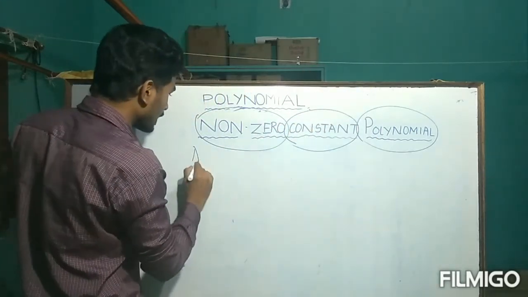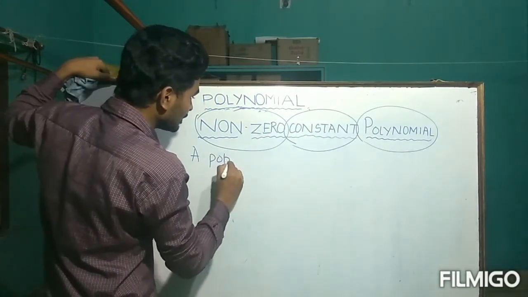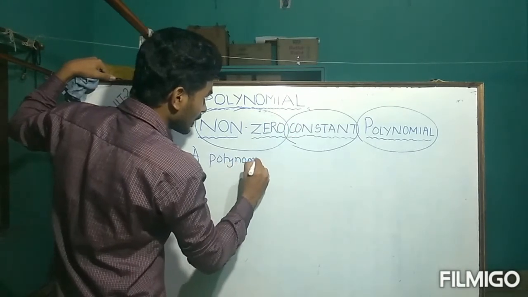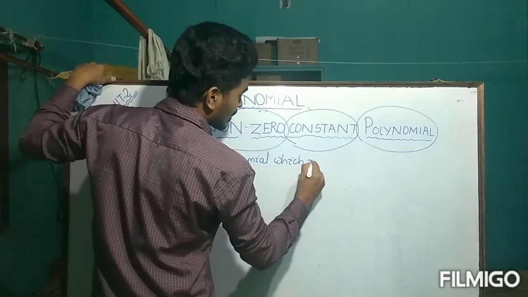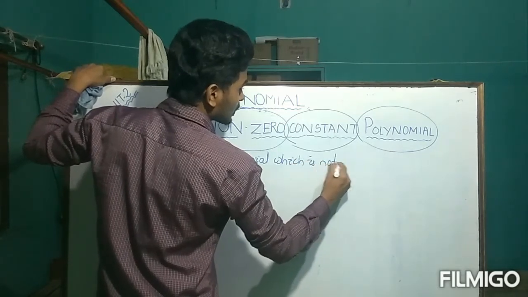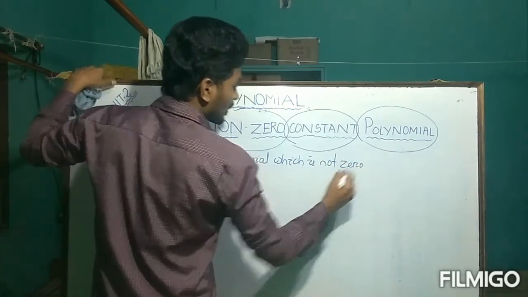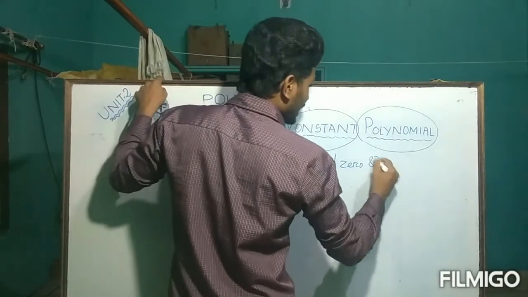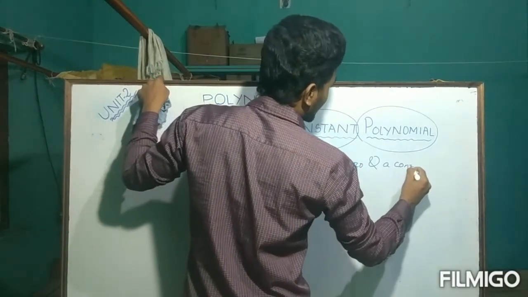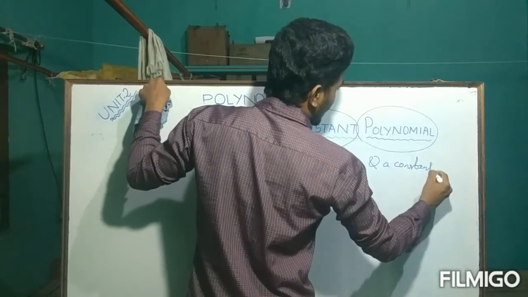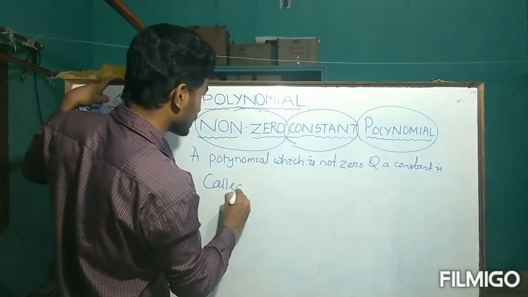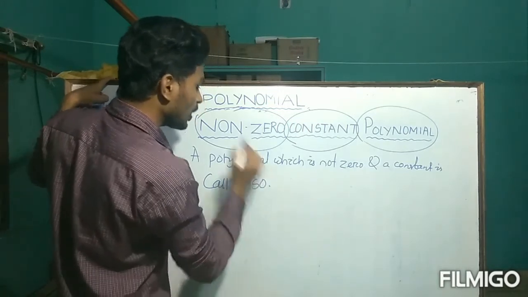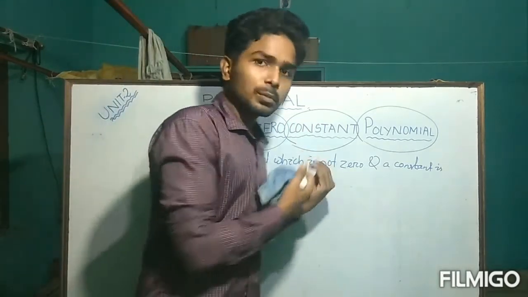Okay, so write down a polynomial which is non-zero, which is not zero, and a constant, is called a non-zero constant polynomial.